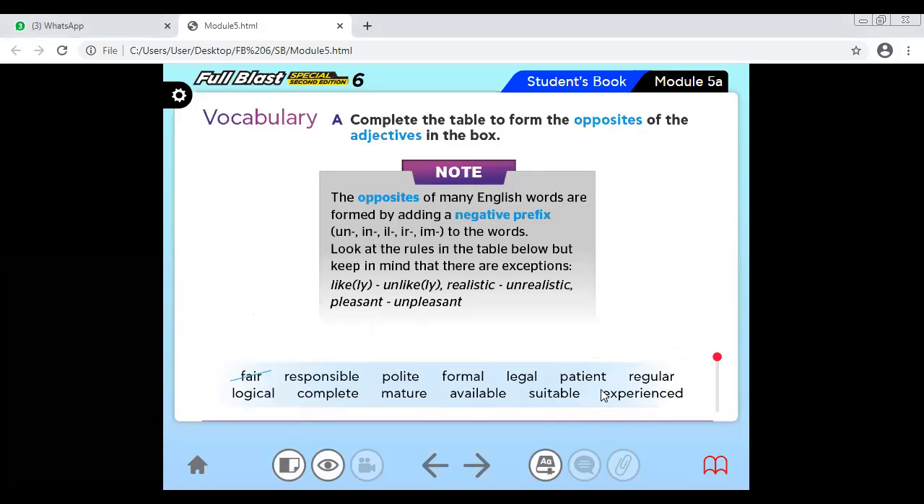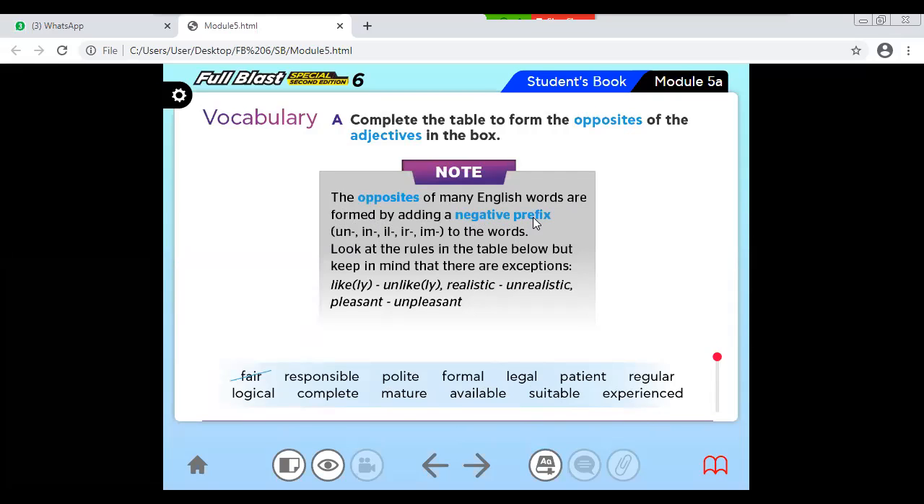We have adjectives here. We want to get the opposite of each word, like fair, responsible, polite, being behaved. Formal, legal, patient, regular, logical, complete, mature, available, suitable, experienced. We have to get the opposite of these words. But how can we form the opposites? The opposites of many English words are formed by adding a negative prefix.